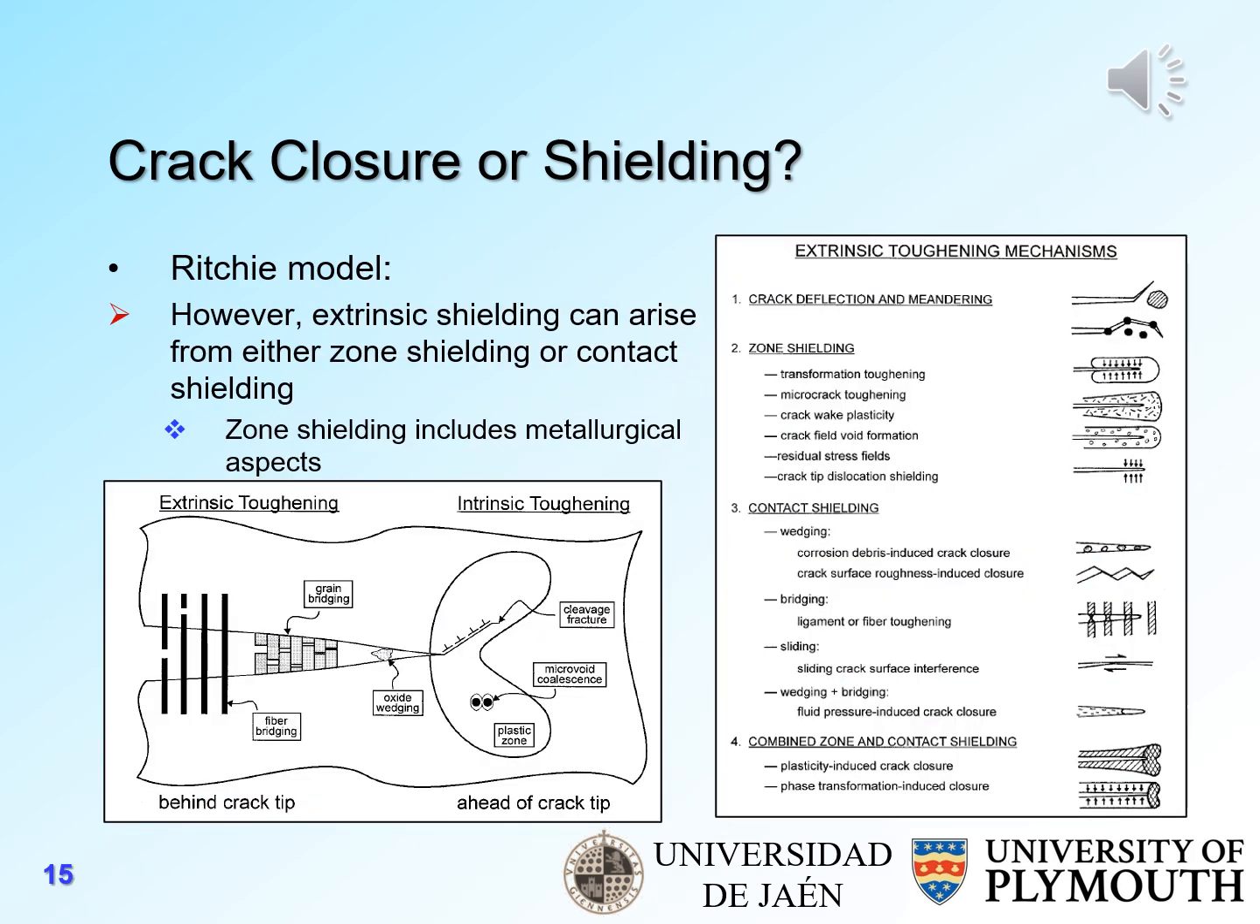The images on this paper are from Ritchie's paper and basically show extrinsic toughening mechanisms, and these include crack deflection and meandering, zone shielding and contact shielding, and combined zone and contact shielding. And he has an illustration that differentiates between his extrinsic toughening and intrinsic toughening. However, extrinsic shielding can arise, in my view, from either zone shielding or contact shielding, with zone shielding including metallurgical aspects.